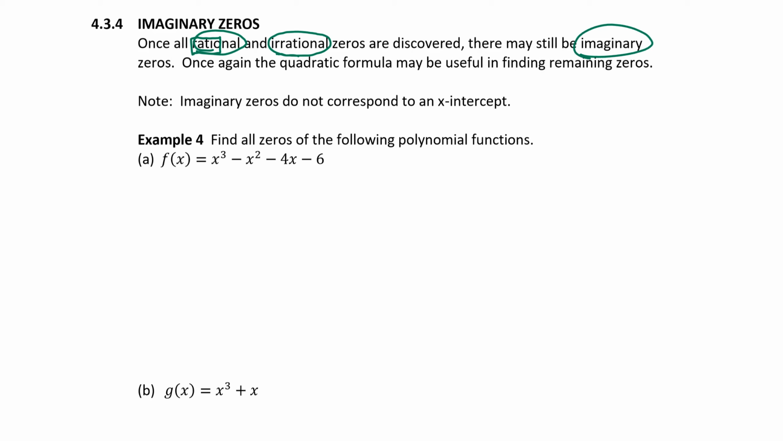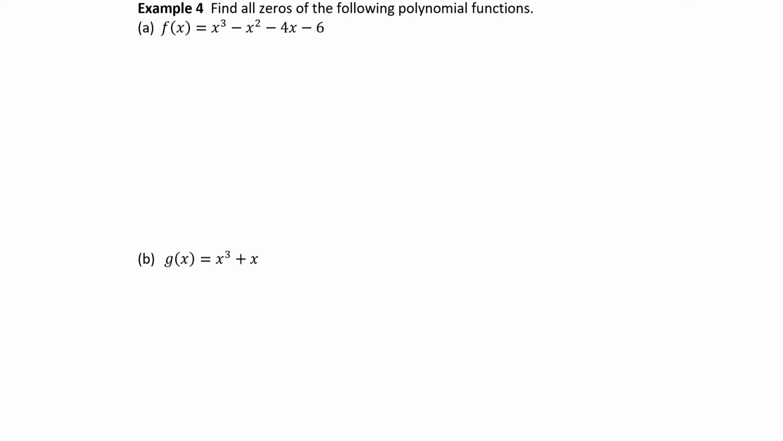The important thing to remember about imaginary zeros is that they do not correspond to an x-intercept. So if you find an imaginary zero, it will not show up on the graph. But by using the degree of a polynomial, you'll know how many zeros to look for. Once again, the quadratic formula may be useful in finding these remaining zeros. So let's give it a try.